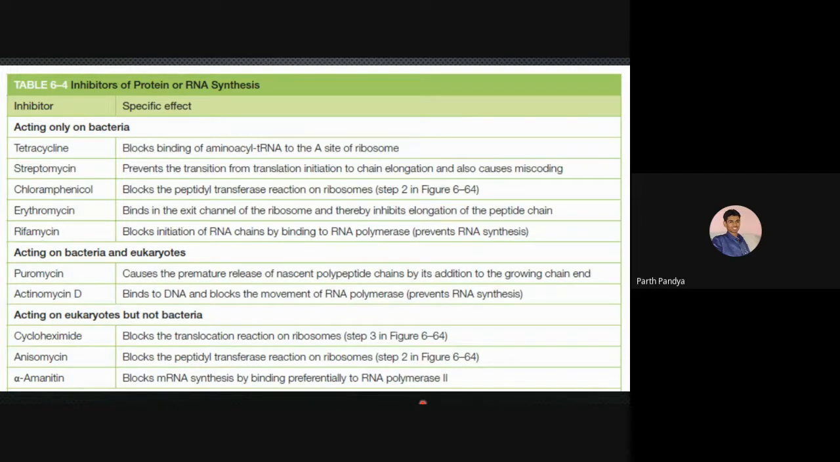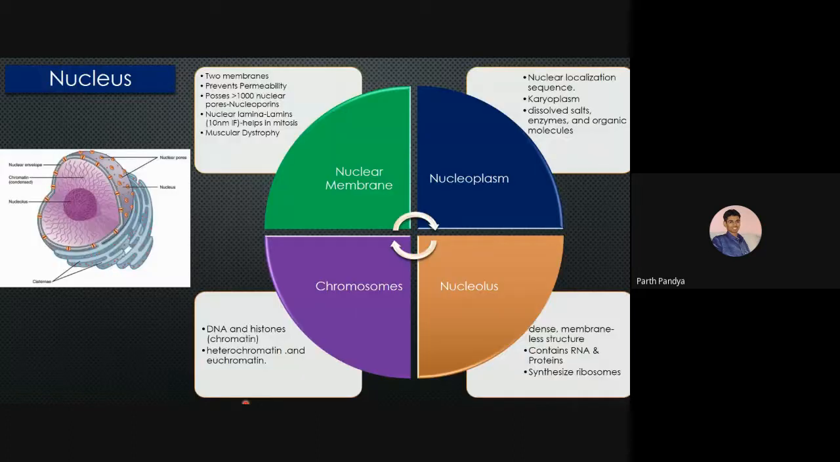There are certain antibiotics which act only on eukaryotes, but they do not act on bacteria or other prokaryotes. For example, cycloheximide blocks the translocation reaction on the ribosomes. Anisomycin blocks the peptidyl transferase of the ribosome, and amanitin blocks mRNA synthesis by binding to the RNA polymerase.